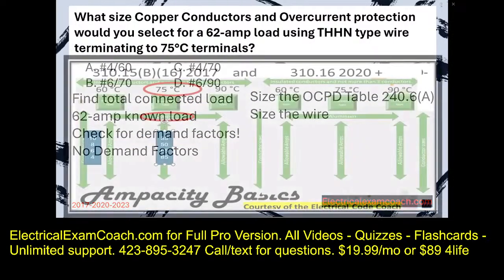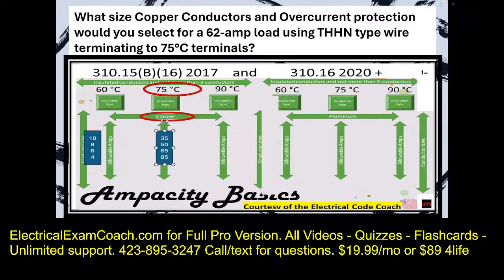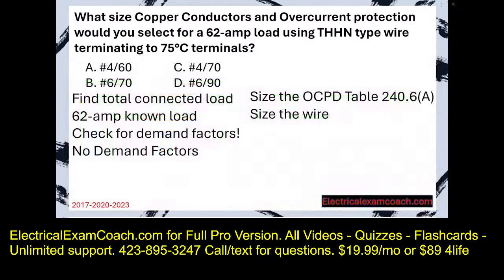For that, we're going to head to our primary ampacity table. We're going to be sure to start on the copper side because it's asking for copper. We're in the 75 degree C column. We slide down and find a wire that can cover the known load. And we find out that we're going to have a 6-gauge wire on a 70 amp breaker.